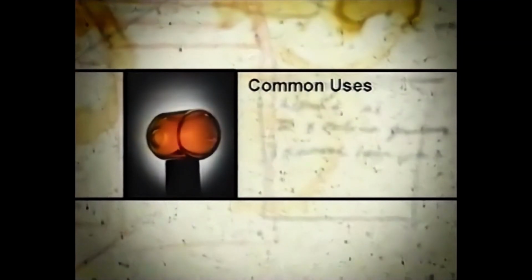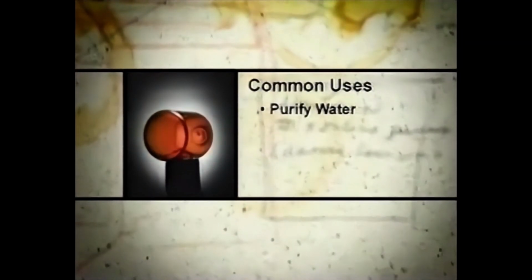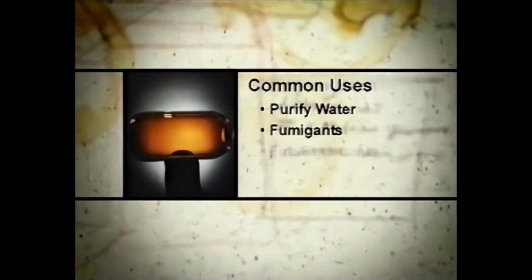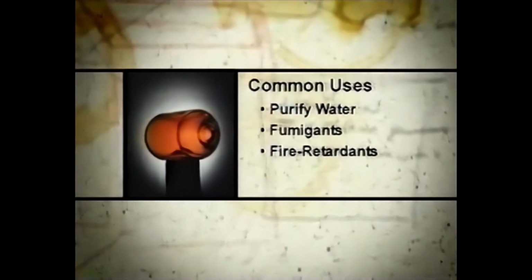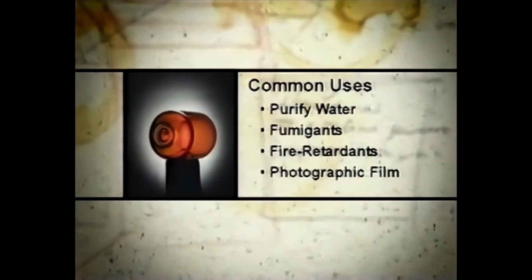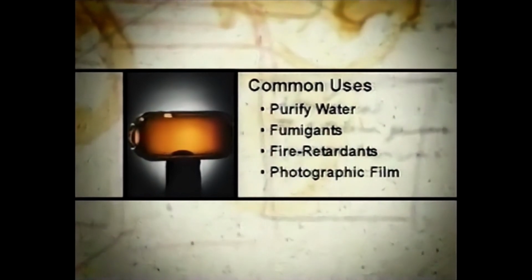Bromine compounds are used in water purification and in creating fumigants and fire retardant materials. Silver bromide, a chemical used in photography, accounts for the largest use of bromine today.